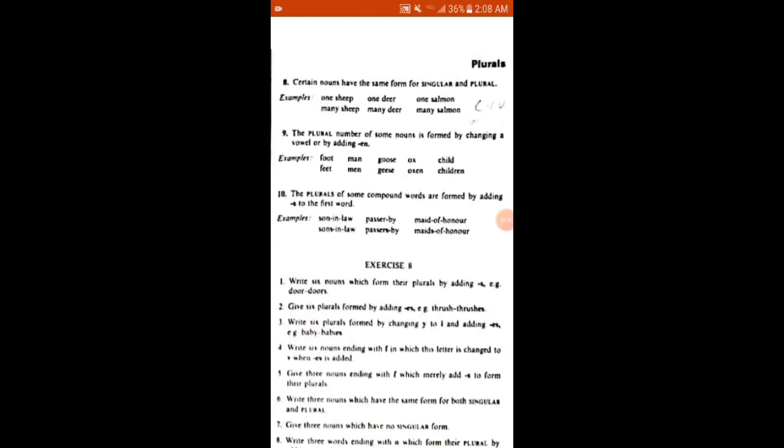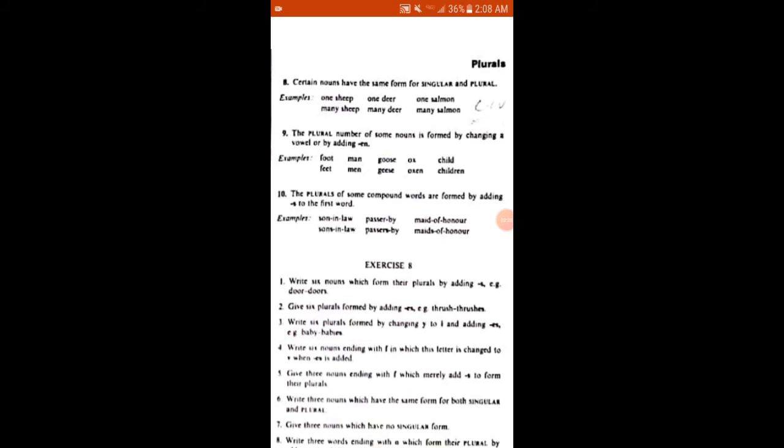Point number 9. The plural of some nouns is formed by changing a vowel or by adding en. For example, foot. For making the plural of the word foot, we have to replace the vowel o with the vowel e. The spelling will be totally changed and then its plural will be formed. For example, man. If we are writing man, that means there is a single man. And if we are writing men, that means there is more than one man. Men is a plural form.